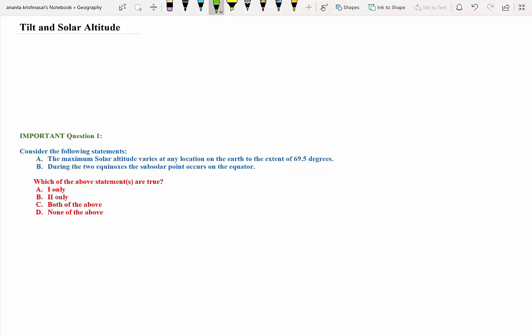The first statement says that the maximum solar altitude varies at any location on the surface of the Earth to the extent of 69.5 degrees, and the second statement says that during the two equinoxes the subsolar point occurs on the equator. These two are fundamental concepts related to the tilt and solar altitude. Now if you want to try this question, please pause the video and try to find the right answer.